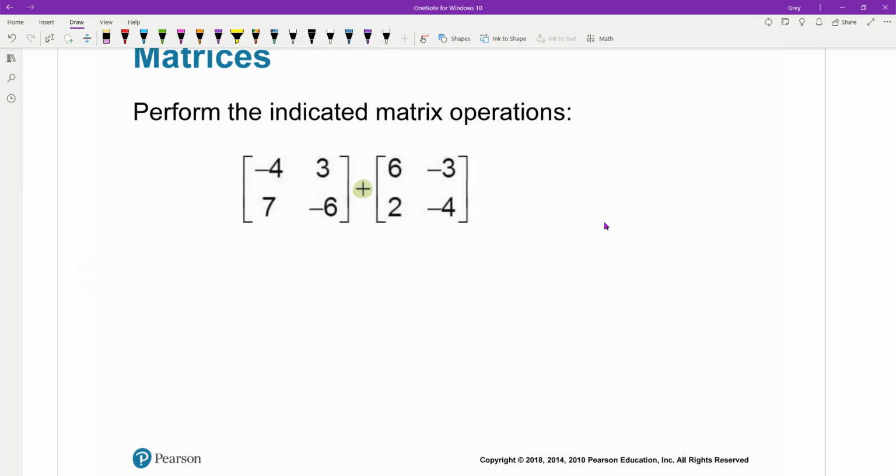They have the same order. They're both 2 by 2s. So I'm going to add the elements that are in corresponding positions. So -4 plus 6 is 2. 3 plus -3 is 0. 7 plus 2 is 9. And -6 plus -4 is -10. I'm adding corresponding elements.